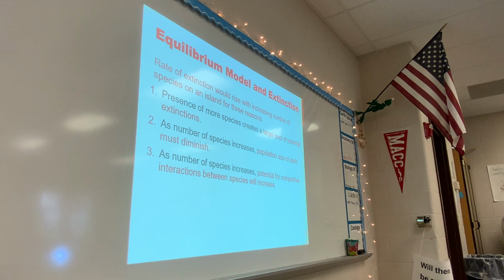And as the number of species increases, potential for competitive interactions between the species will also increase. So if you've got a lot of deer, then those deer are just naturally going to compete with each other to get more food. So there has to be that competition between them that will increase, they're going to fight over the food source. So there's interspecific competition, so that they are starting to try and get the same resources.